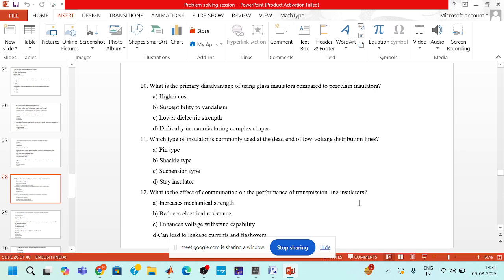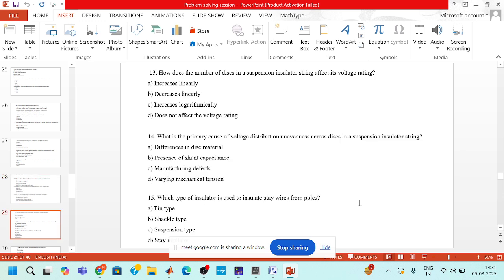Okay, anyone else? Option A, increase mechanical strength. Can lead to leakage currents and flashovers. Yeah, option D is correct. The main effect of contamination is it can lead to leakage currents and flashovers. Mechanical strength, how will it increase by contamination? It's wrong. It can lead to leakage currents and flashover due to the contamination or pollution.